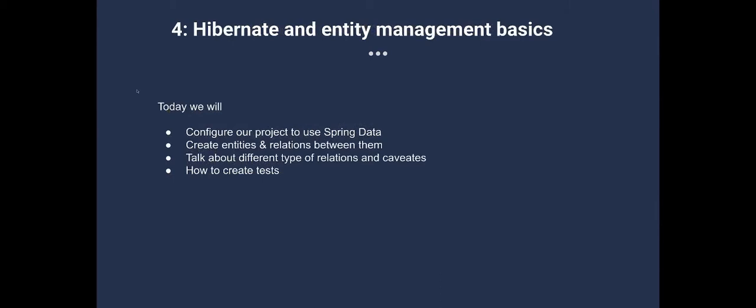We are today going to be configuring our project to use Spring Data. Spring Data uses by default Hibernate as an implementation of JPA. We're going to create some entities. We're going to have relationships between those entities. Then we're going to talk about those different types of relations and caveats that you might find when creating them or when you're configuring them, because it's easy to configure them badly. And in the end, we're going to create some tests and we're going to run our code and see that everything works as we expect. And we're also going to show the database tables created.